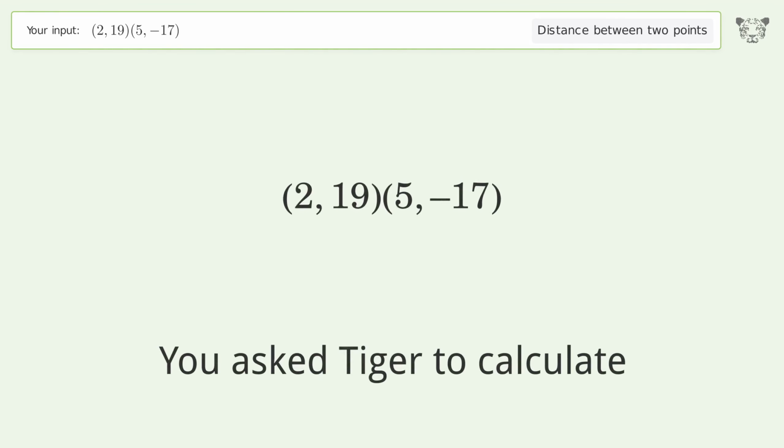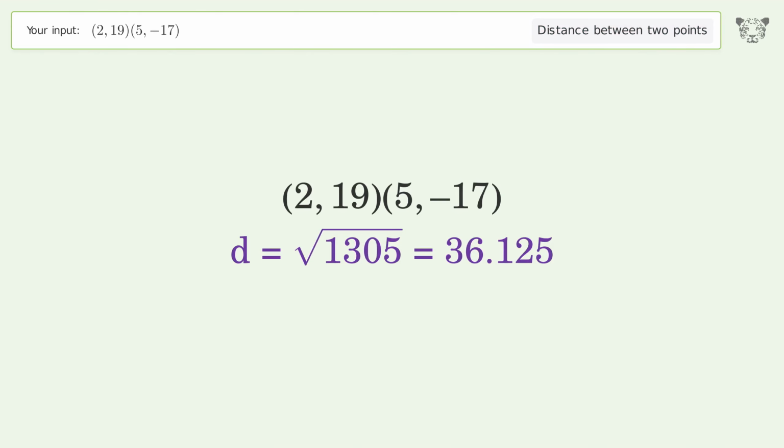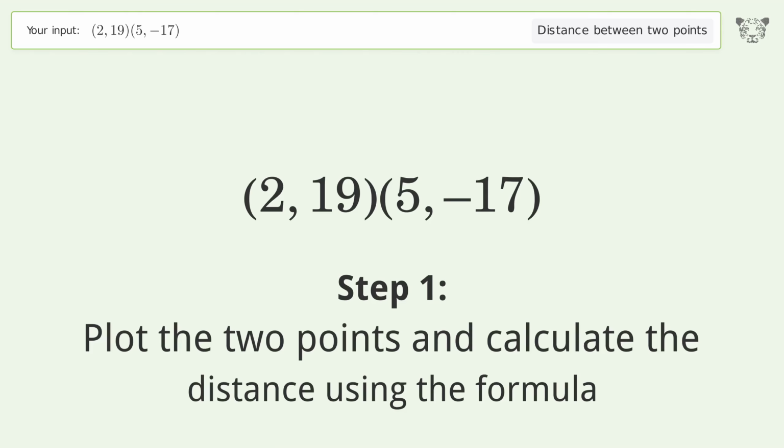You ask Tiger to calculate. This deals with the distance between 2 points. The distance between the 2 points is the square root of 1,305, or 36.125. Let's solve it step by step. Plot the 2 points and calculate the distance using the formula.